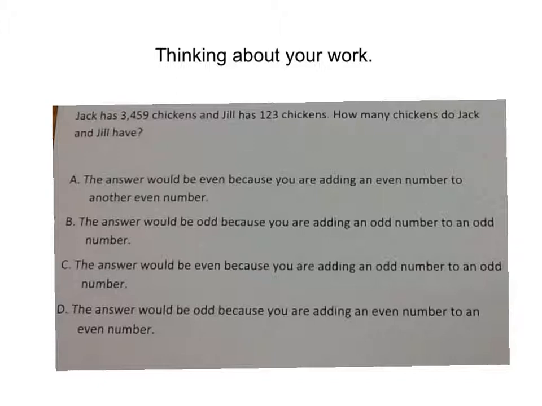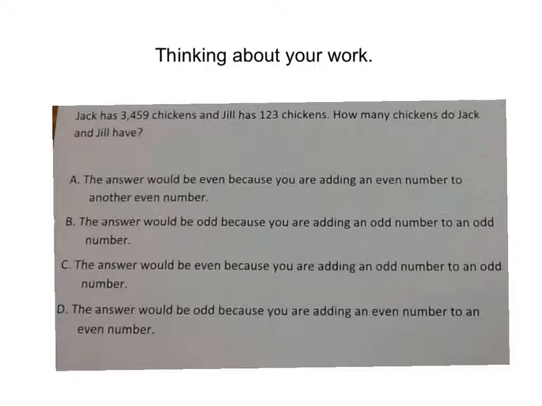There's no purpose behind it. When there's no purpose behind it, it's kind of lacking the reason of why we are annotating, and it's getting lost. So then there's no point to it. So I'm going to underline and annotate here and show you what I'm talking about and think through this problem. It says, Jack has 3,459 chickens and Jill has 123 chickens.